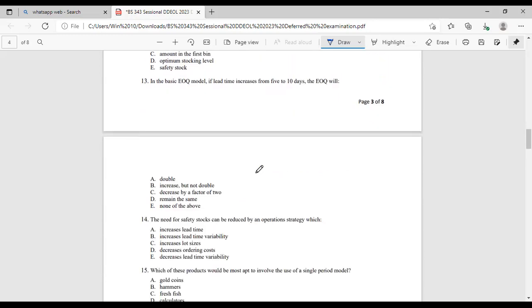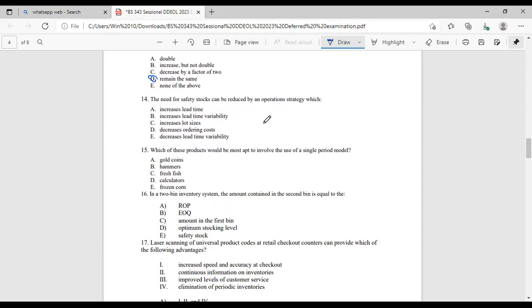In a basic EOQ, if lead time increases, lead time does not affect EOQ because in the EOQ there is no aspect of lead time. It's just calculated using this formula. So we're simply saying it remains the same.